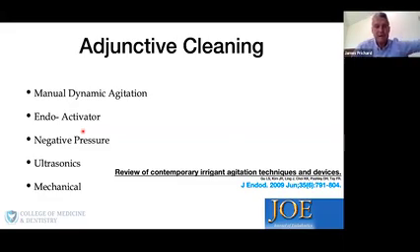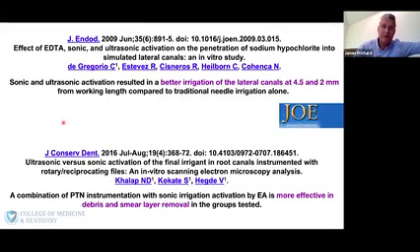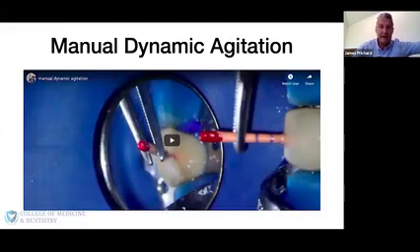So once we've shaped the canal and delivered our irrigant into the space, we then have to consider how we are going to actually move that irrigant around to effectively clean the canal spaces. When we look at a series of papers that have been published in the past, we know that every adjunctive cleaning technique that we use makes the canals cleaner. And it doesn't matter how you do it, you always get cleaner canals when you use an adjunctive cleaning technique.